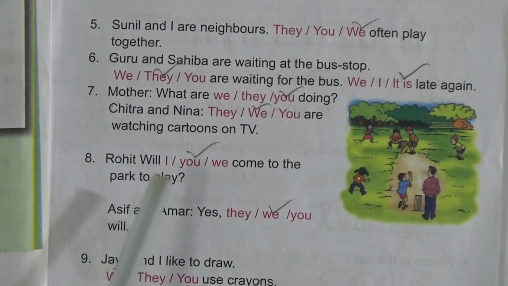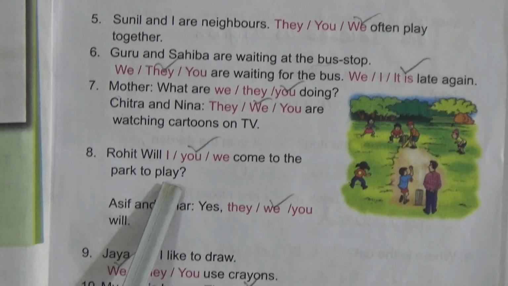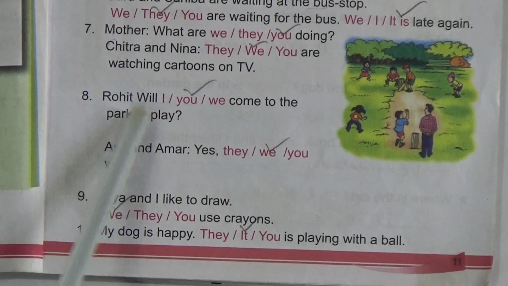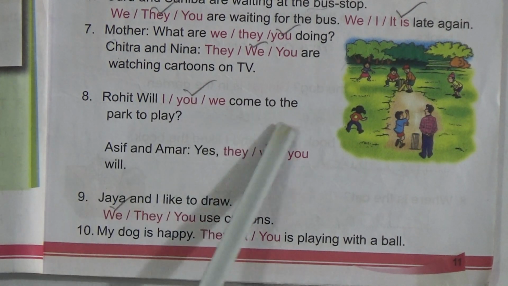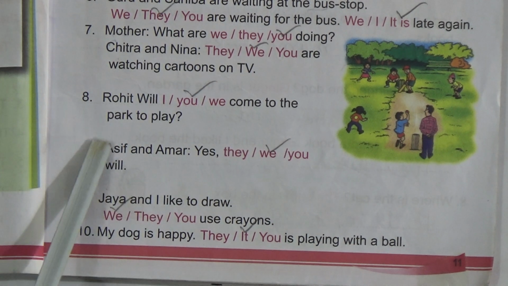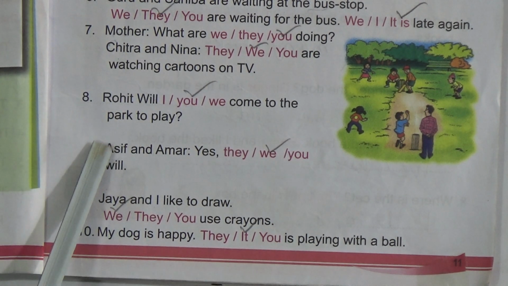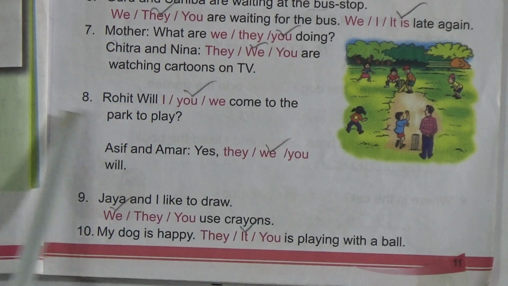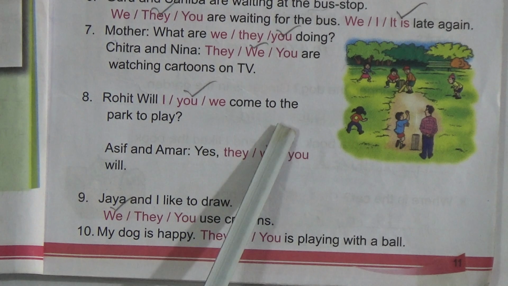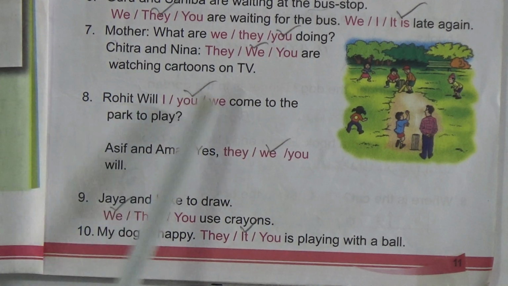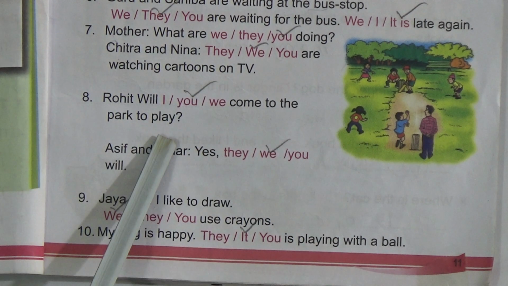Then number 8: Rohit, will I or you or we come to the park to play? Dear students, look here, Rohit is asking something to you. So here you will put a tick on the word you. Rohit, will you come to the park to play?